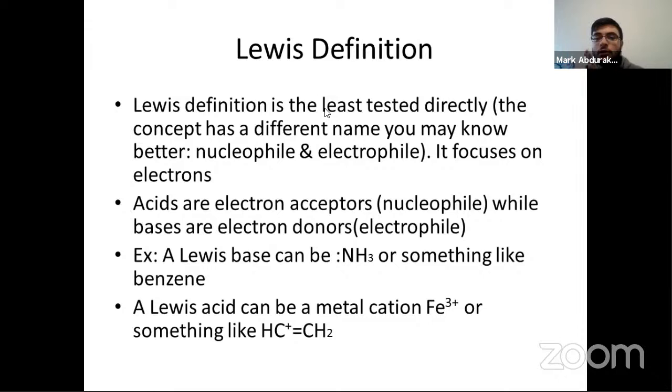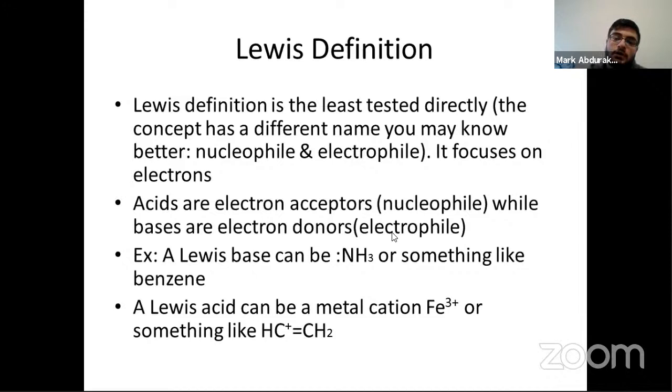But just know that the Lewis definition is referring to... HF, as was mentioned in the chat, sorry, HF is not a strong acid. So something with a carbon is not an acid at all, pretty much. So acids are electron acceptors, nucleophiles, while bases are electron donors, electrophiles.